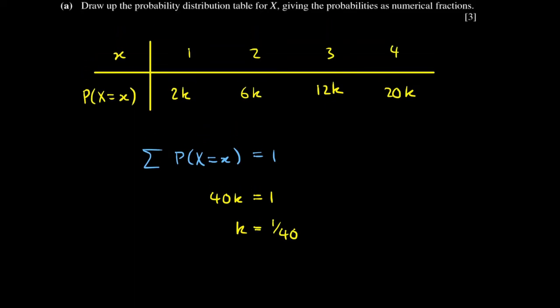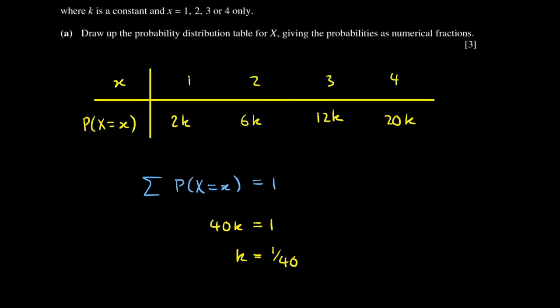Okay, and if k is equal to 1 upon 40, then I can just replace all of these k's with 1 upon 40. So I can go back and do that. You should probably repeat the table and keep the table with the k's, but I'm going to do this a bit fast. So like that, 2 upon 40, 6 upon 40, 12 upon 40, and 20 upon 40. And that's going to be our probability distribution table.